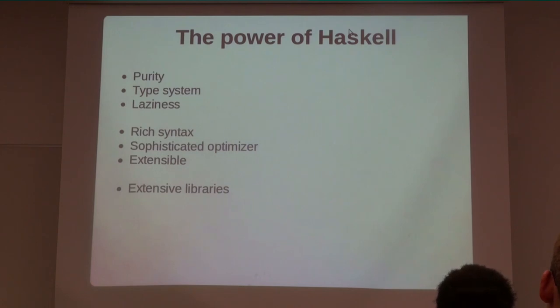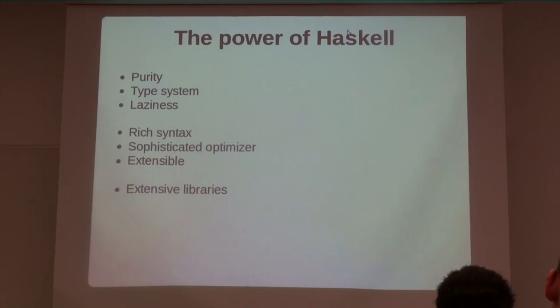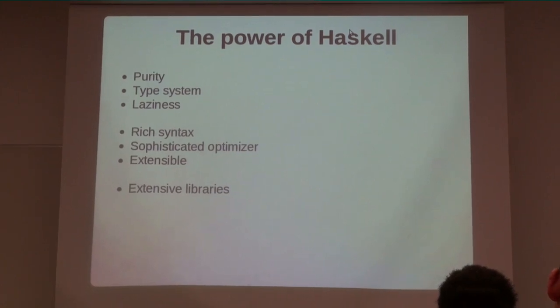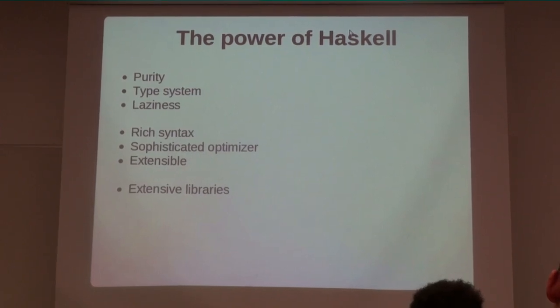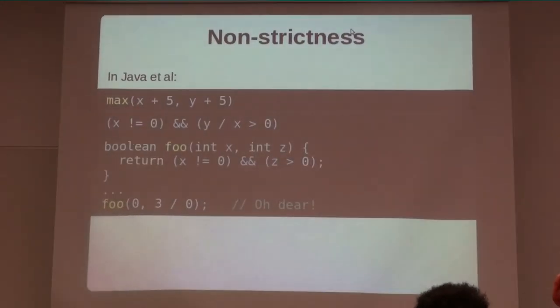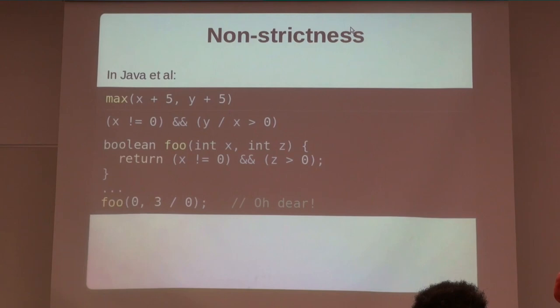The second thing we liked about Haskell was the type system, the safety that the type system gives us, and the power and expressiveness of that type system. The third thing we liked was laziness. But this talk is about laziness, so we'll concentrate on that particular piece. We also like the rich syntax, the very sophisticated optimizer, the extensibility of the environment, and of course the extensive libraries that come with Haskell. But laziness is kind of the third thing on our list. We think the other two things are more important, but laziness is good, and the more we play with Haskell, the more we just use laziness without thinking about it, until we start programming in other languages and get confused about why things behave differently.